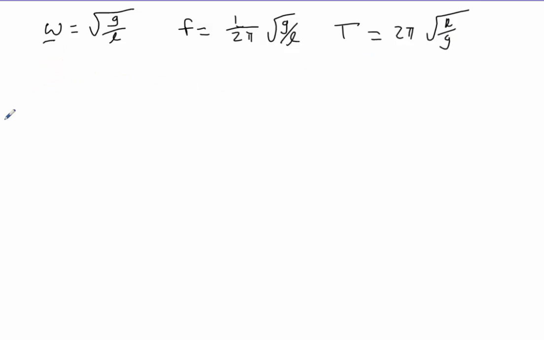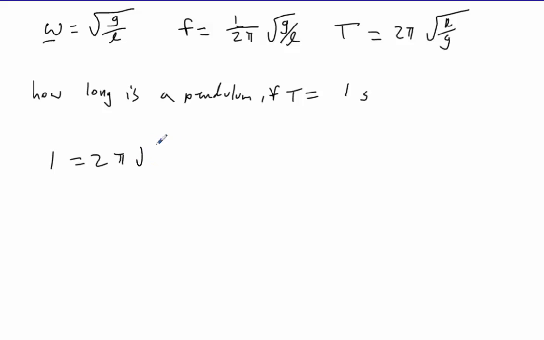So first question, how long is a pendulum if T equals 1 second? Well, we're going to put in 1 for T. We leave 2 pi over here, square root L over g.